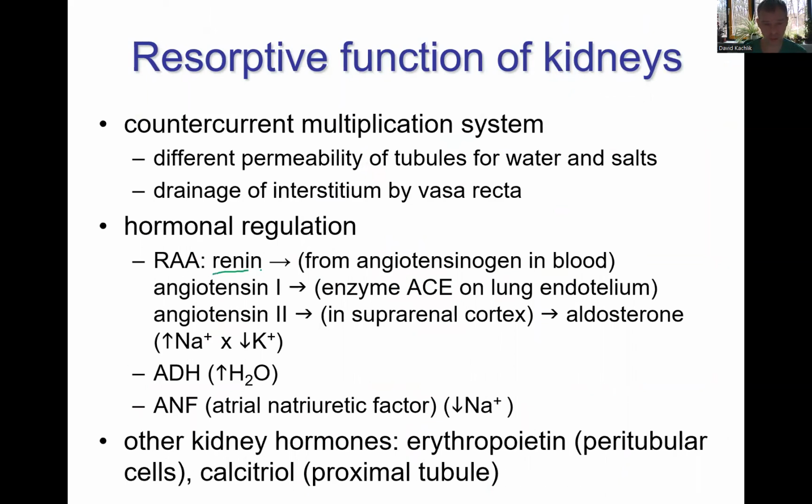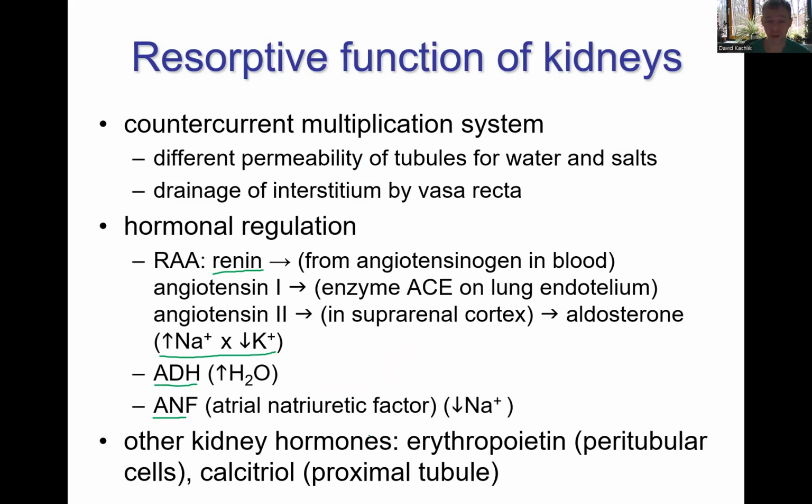So don't forget about the renin, which finally via aldosterone affects the income of sodium and outcome of potassium. Then income of sodium is on the contrary reduced by ANF produced in heart atria, and the income of water, or the reabsorption of water, is regulated by antidiuretic hormone or vasopressin in the collecting tubule.